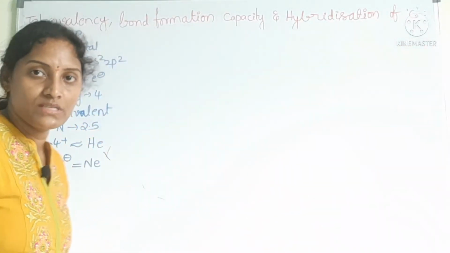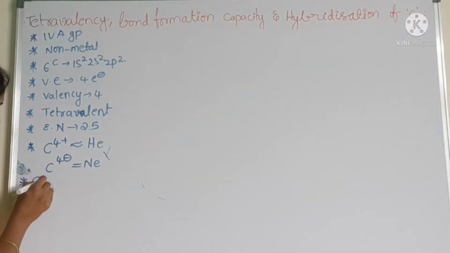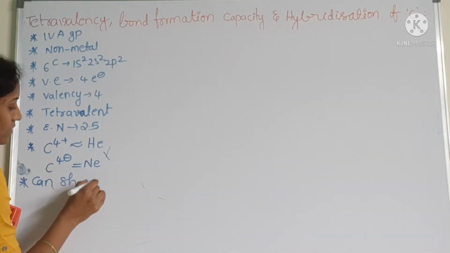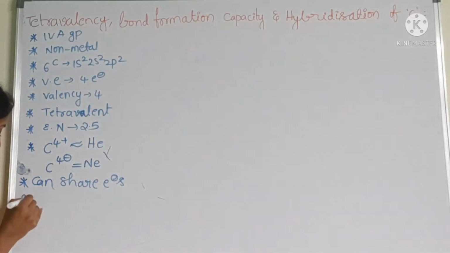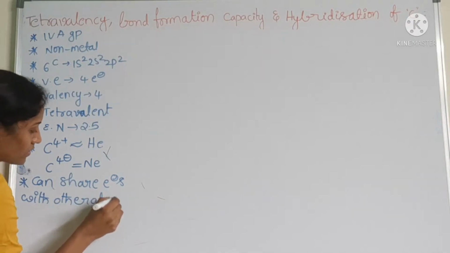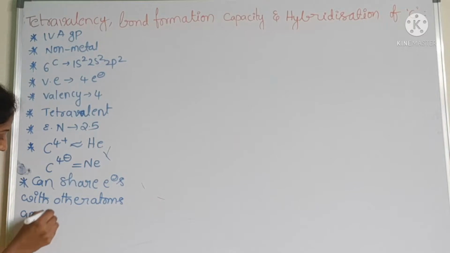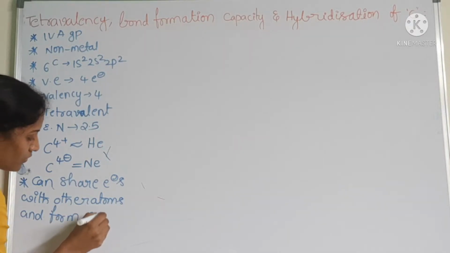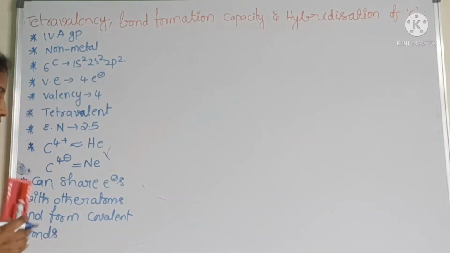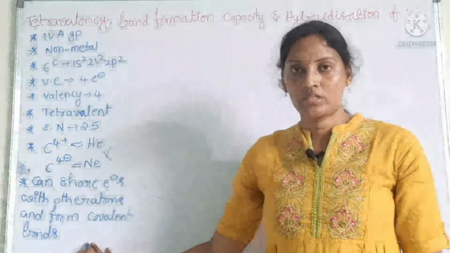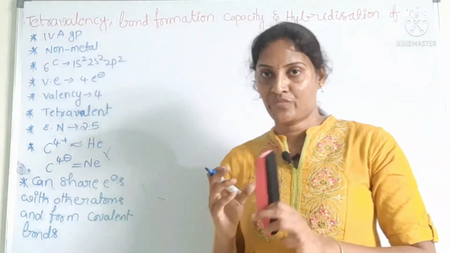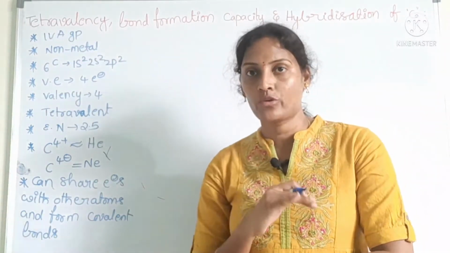At this time, what happens here? Carbon can share electrons with other atoms and form covalent bonds. See, during this procedure to form covalent bonds, carbon can get octet configuration in its outermost shell.